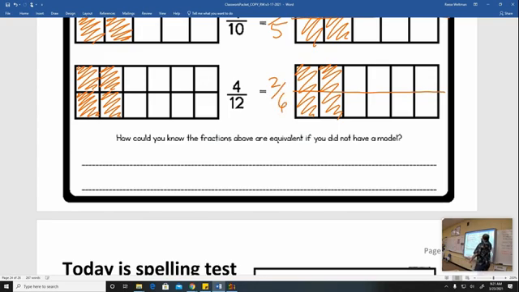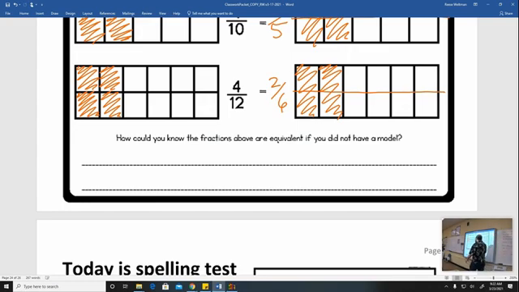2 6, that's right. And again, the relationship is the same here, right? 2 is half of 4, 6 is half of 12. Do you see the pattern, guys? This helps you answer this bottom question. How could you know the fractions above are equivalent if you do not have the models? So if I got rid of the shapes and I wrote those in the middle and said to you, are all of these equivalent fractions? How would you know? How would you know?